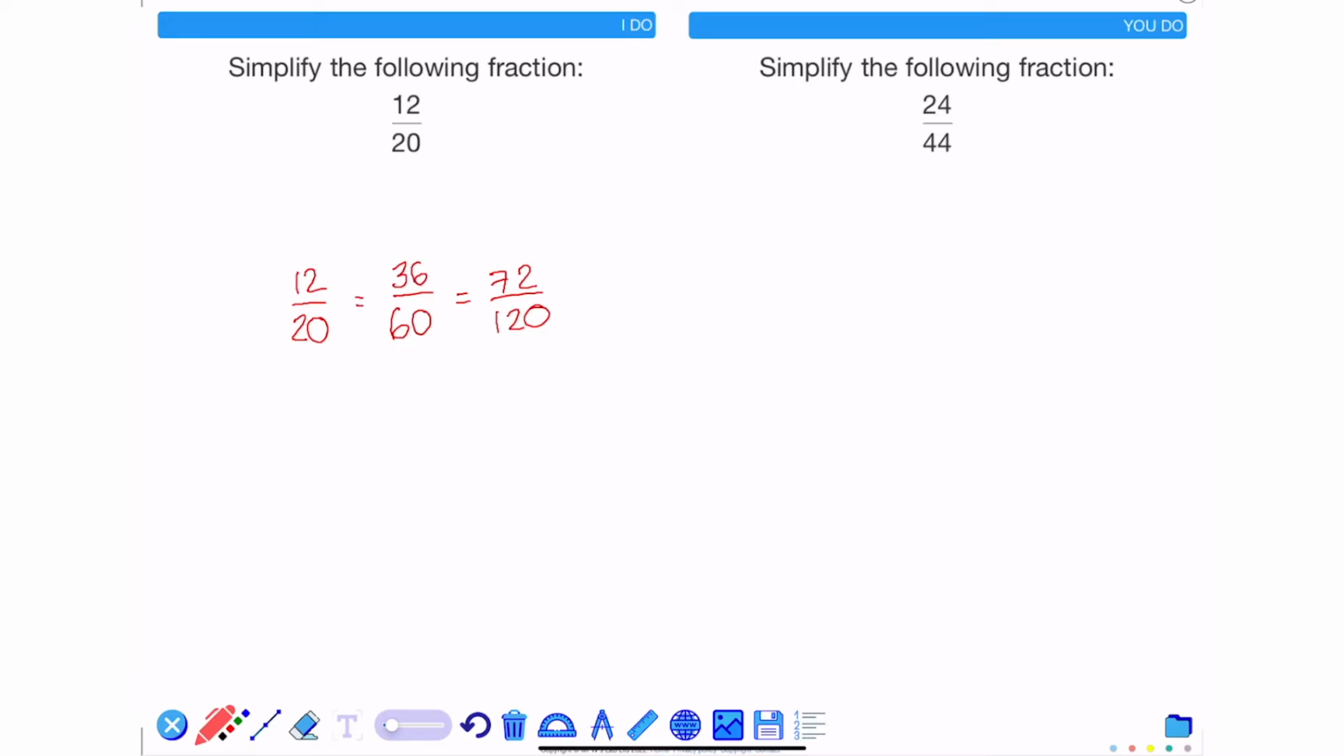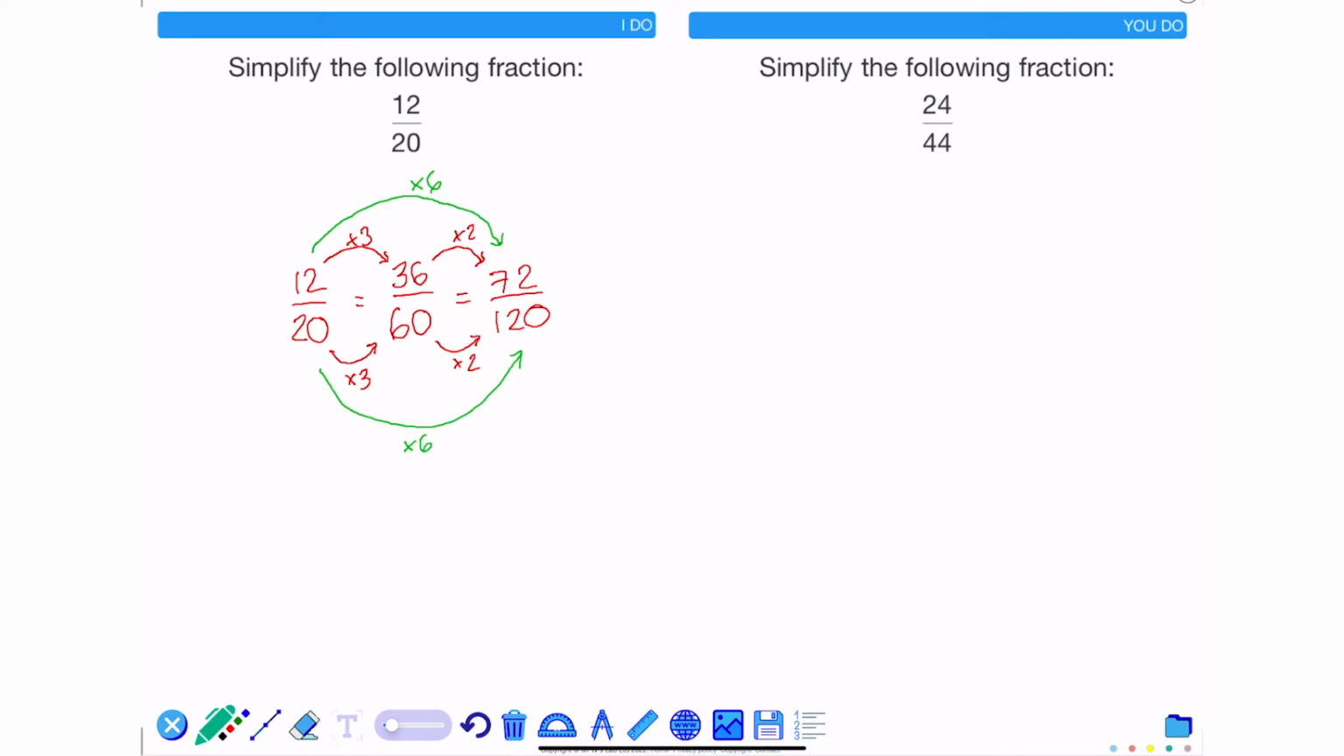They're equivalent because if you multiply or divide both the numerator and the denominator by the same number, you can create an equivalent fraction, one that looks different but has the same value. To go from 36 over 60 to 72 over 120, I multiply both the numerator and the denominator by 2. However, I can go from 12 over 20 to 72 over 120 by timesing both the numerator and the denominator by 6.